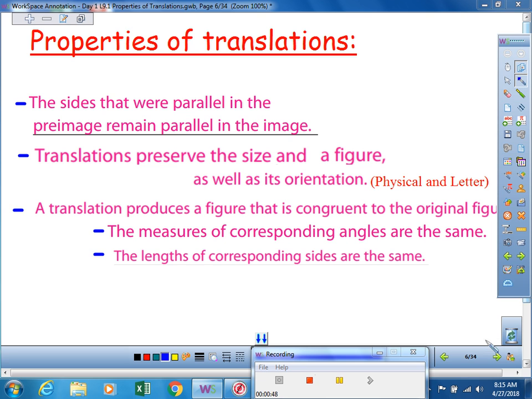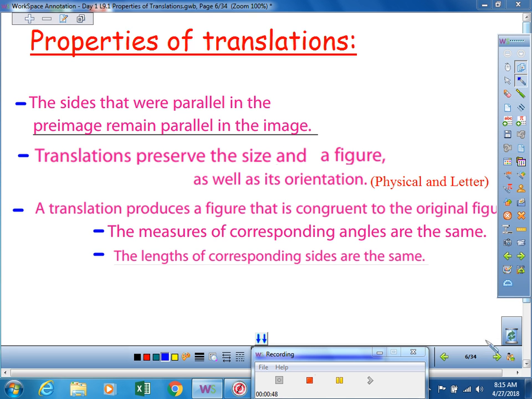The sides that were parallel in the pre-image, the pre-image is the image that you start off with, remain parallel in the image. The image is what you translated to. And we'll talk a little bit more about that in a minute. So, when you see both figures, if they've been translated, if there were parallel sides in the first shape, there's still parallel sides in the second shape. And that is, we call it, preserves parallelism. Okay, so that's what we call it.